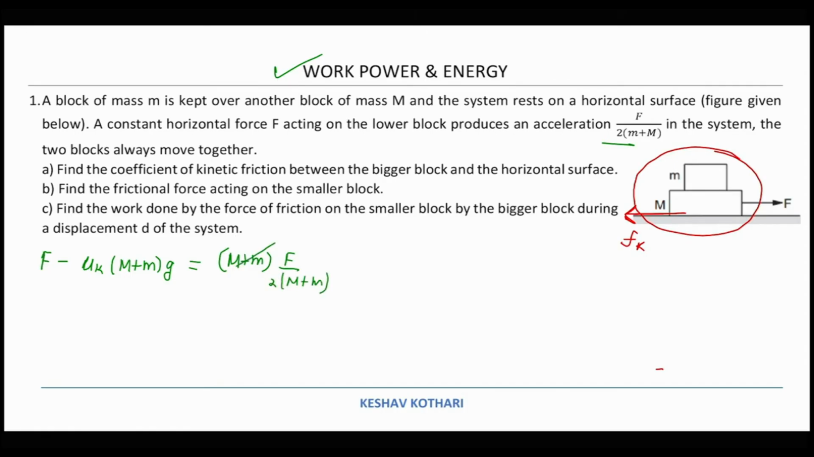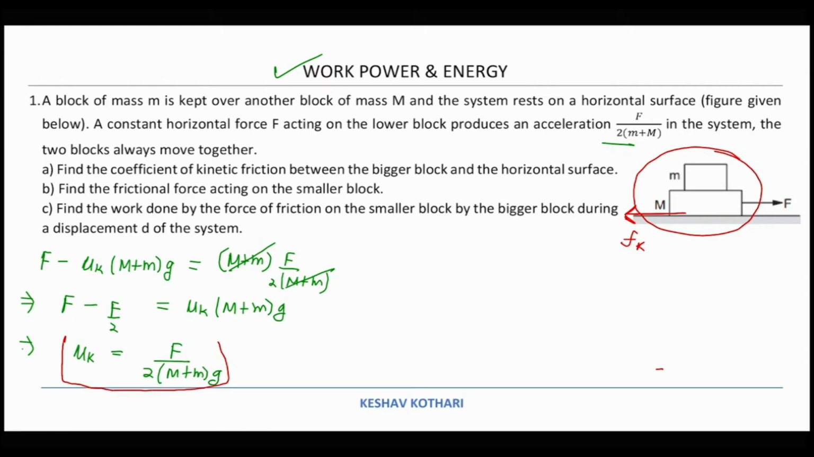So from here we obtain that F minus F by 2 is equal to mu k times (m plus M) g. So the value of mu k will turn out to be F by 2 (m plus M) g. So this is going to be the coefficient of kinetic friction between the bigger block and the horizontal surface.